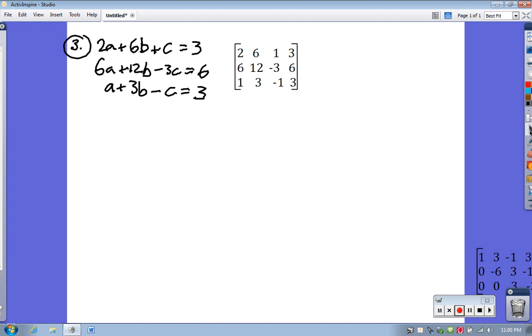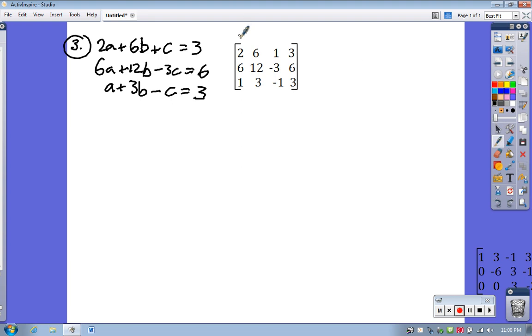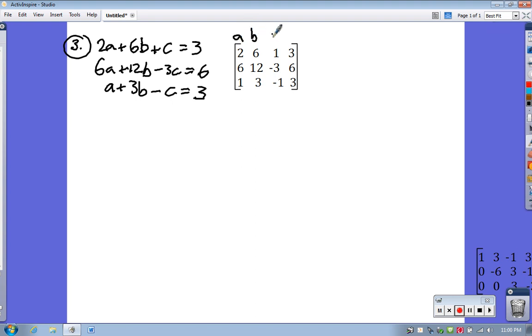When I do this, I'm basically keeping track of the A's, B's, and C's and the solutions. S for solutions, just like in columns, and then each row is the equation. So let's see.